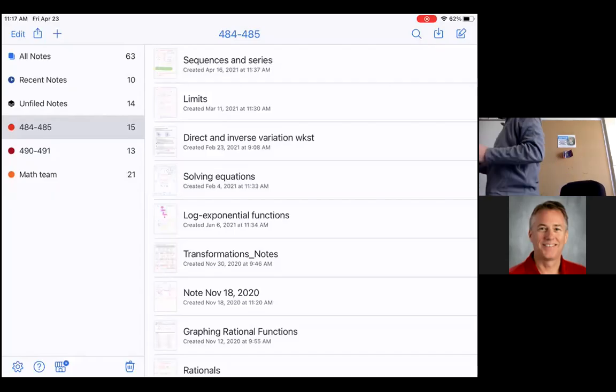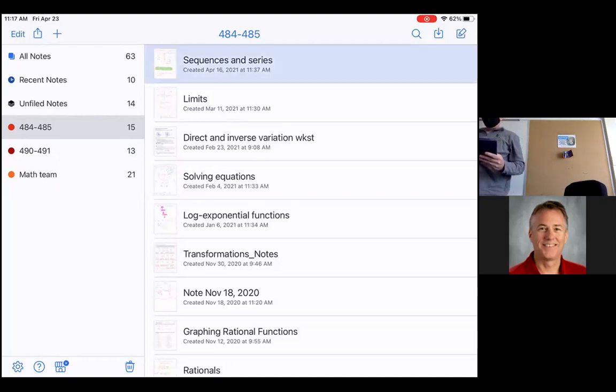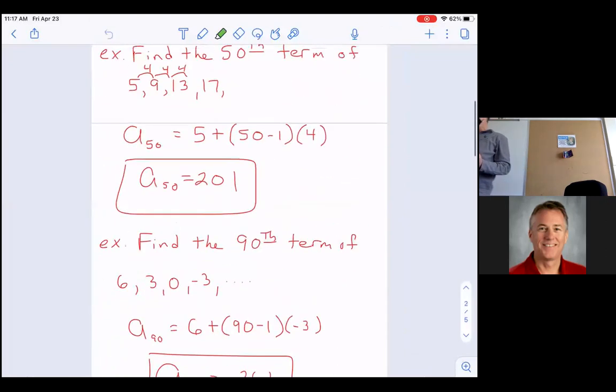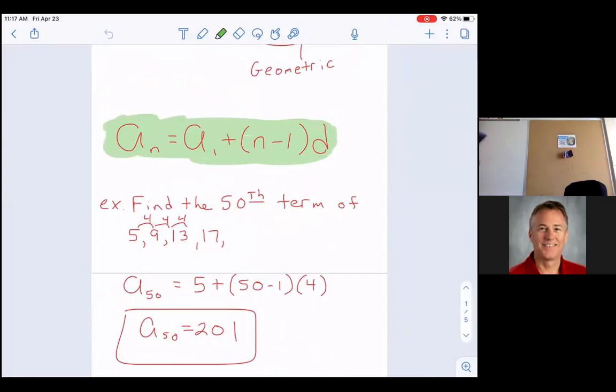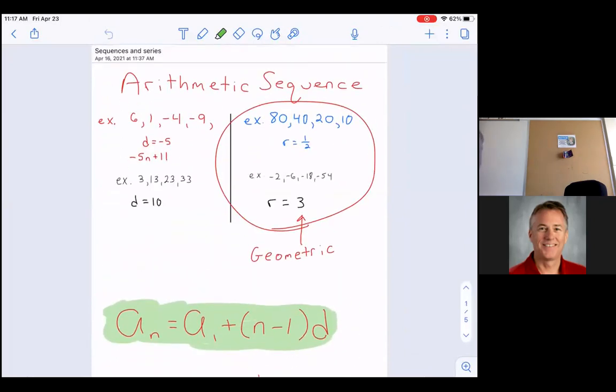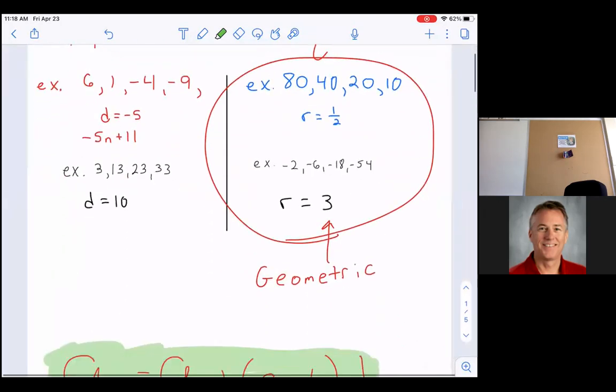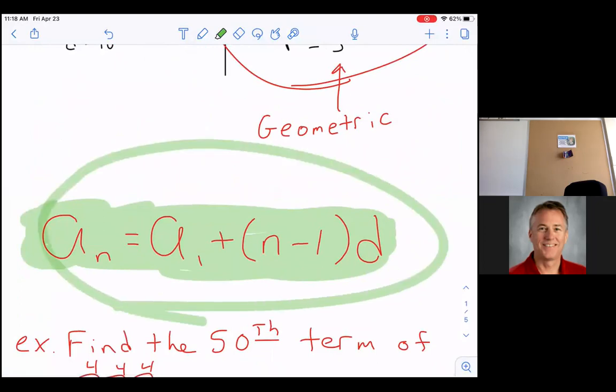So in our last class, we were working in the sequences and series section here. We have a bunch of notes here, but basically two different types we're talking about. We're talking about an arithmetic sequence, and an arithmetic sequence is when you are adding or subtracting the same thing every time. So here we are subtracting 5, subtracting 5, subtracting 5. And so that minus 5 is our common difference. We call that D, which stands for our common difference. And then we had a general formula for that.